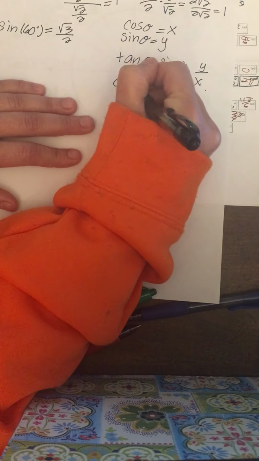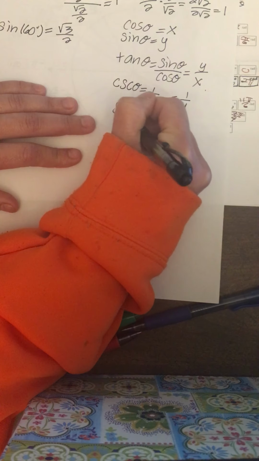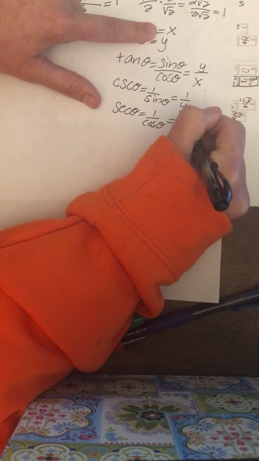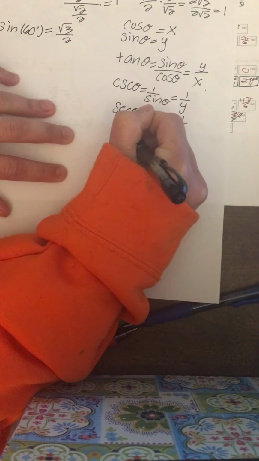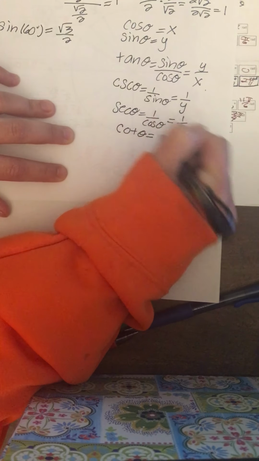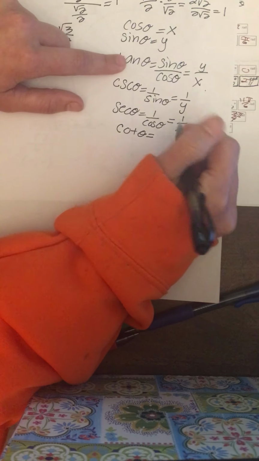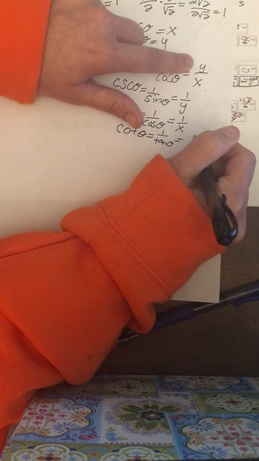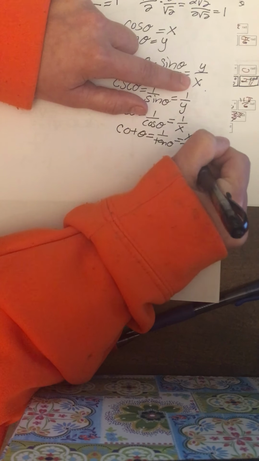So remember that the cosecant of theta is 1 over sine. So you could just say the cosecant is 1 over y. And the secant of theta is 1 over cosine. And cosine is x, so it's 1 over x. And the cotangent of theta is equal to the reciprocal of tangent, so 1 over tan of theta, which, since tangent of theta is y over x, means cotangent is x over y.